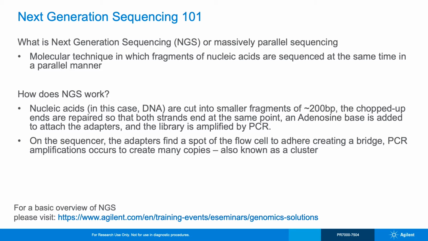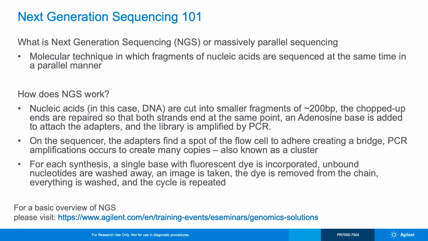sequenced together. Once the pool of libraries is added to the sequencer, the adapters bind to the sequencing flow cell, creating a bridge. These fragments are amplified to produce many copies, resulting in a cluster. A single fluorescent base is added with each synthesis, and the unbound nucleotides are washed away. After the sequencer captures the image, the dye is washed away and the cycle is repeated. This process continues until the bases of the fragment have been sequenced.